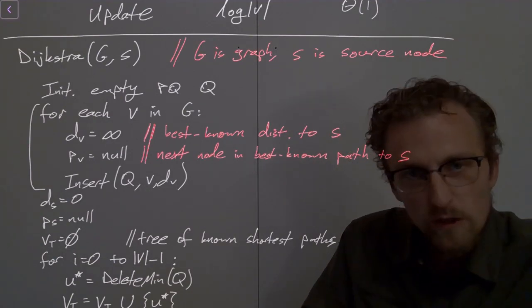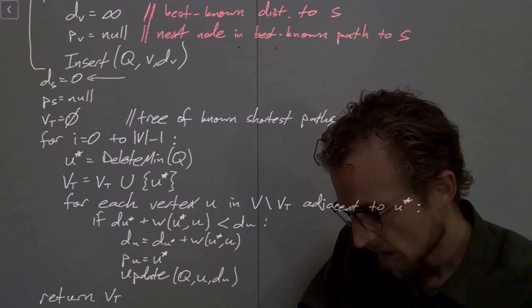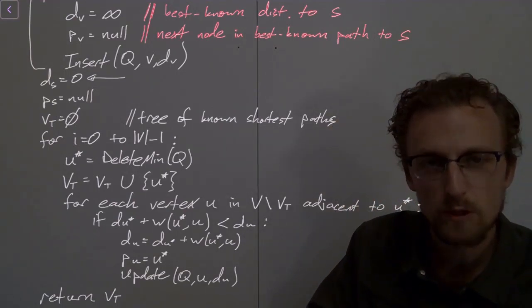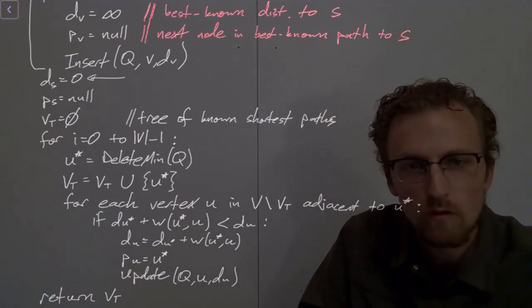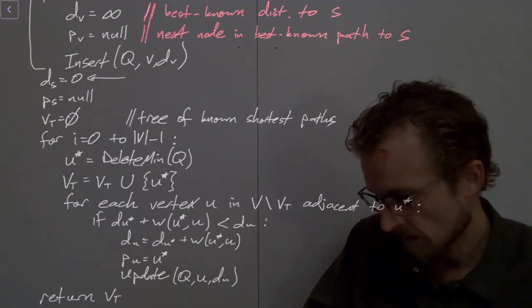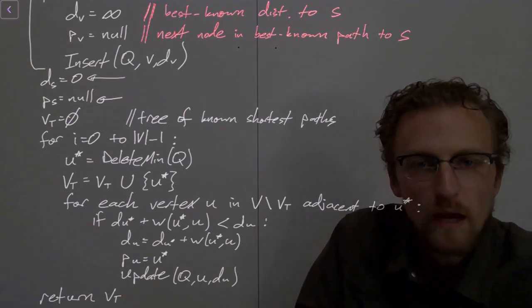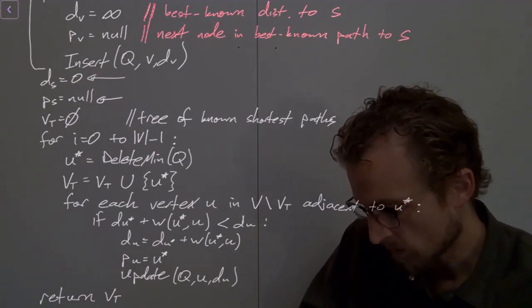Okay, so then we go find the source node, and we initialize its distance to 0. So what do we know about the source node? It is 0 units away from itself, right? The cost of going from the source node to the source node is 0. And then we say there's no interesting path from here to the source node because we are the source node.